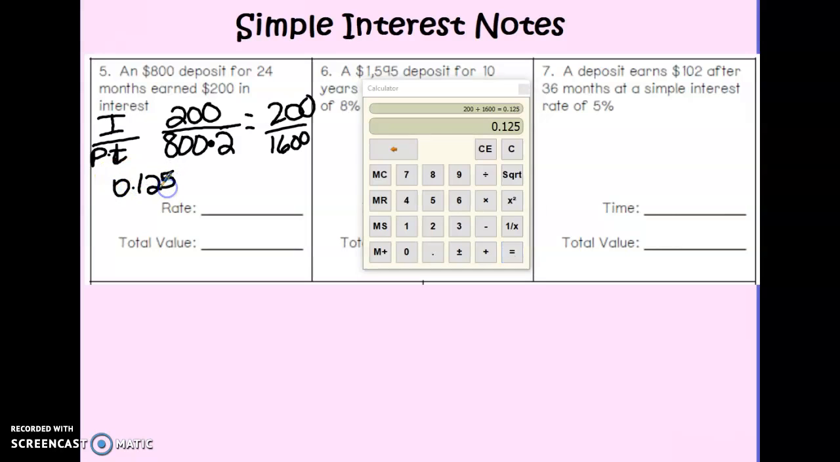and remember to turn this into a percent, you have to move the decimal over 2 places to the right. So that would give me 12.5%. Now total value would be adding my $200, which is my interest, to my principal of $800, which is $1,000.